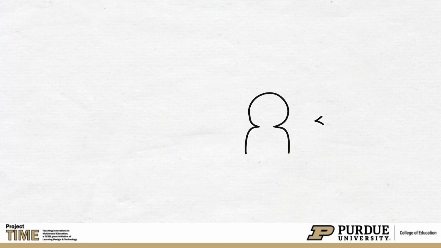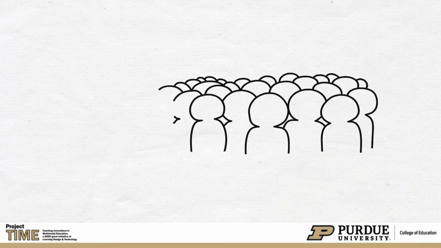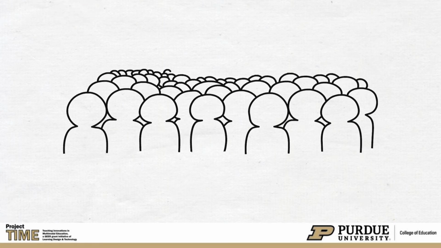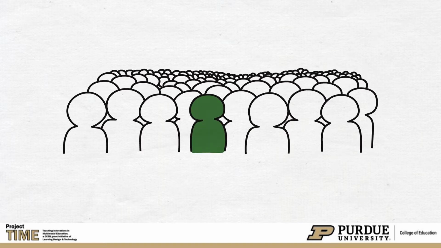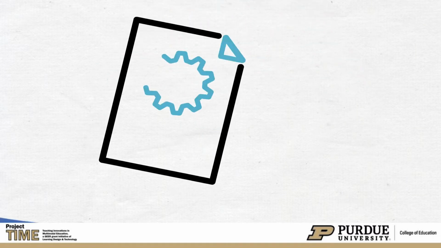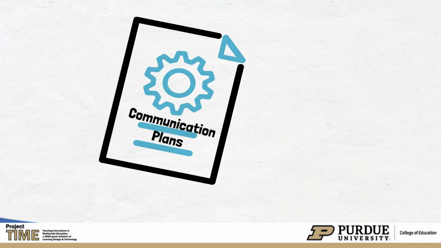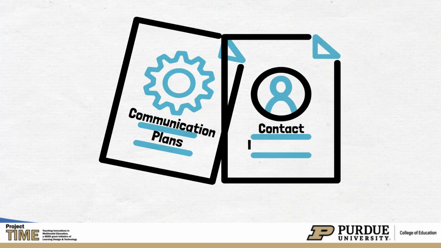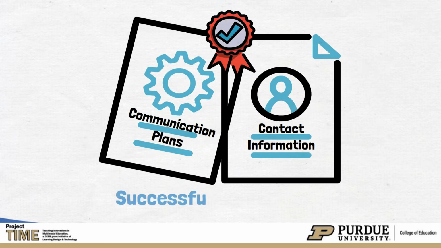While most communication between teachers and parents and guardians will be class-wide, there will be instances in which individual parents and guardians need to be contacted. Establishing communication plans and maintaining a contact information list for parents and guardians that identifies their preferred contact method is key to successful communication.